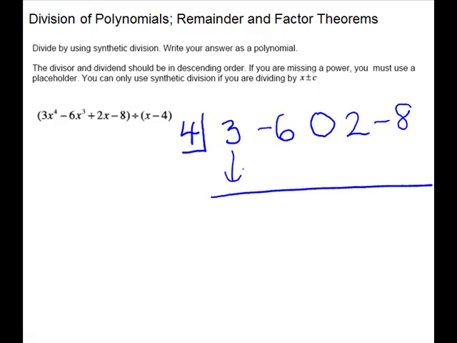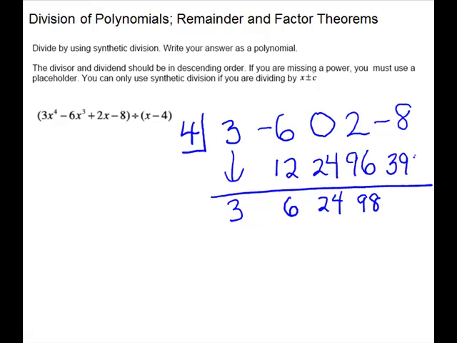So draw your line. First one comes below, and then you multiply. So 3 times 4 is 12. 12 minus 6 is 6. 6 times 4 is 24. 24 plus 0 is still 24. 24 times 4, 96. 96 plus 2 is 98. 98 times 4, this one is kind of big, 392. And 392 minus 8 is 384.